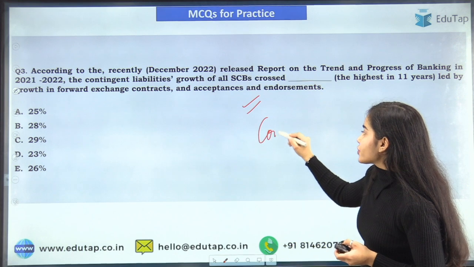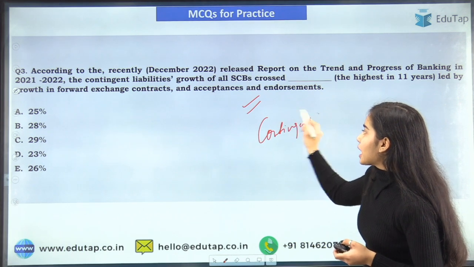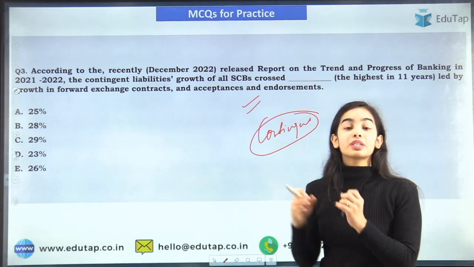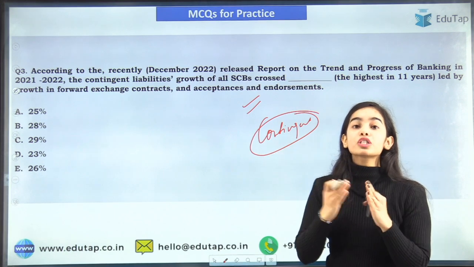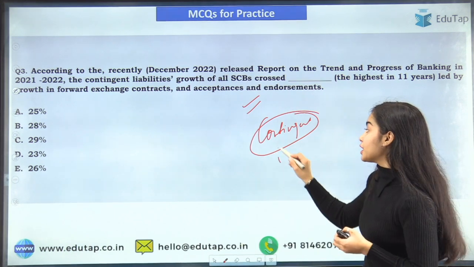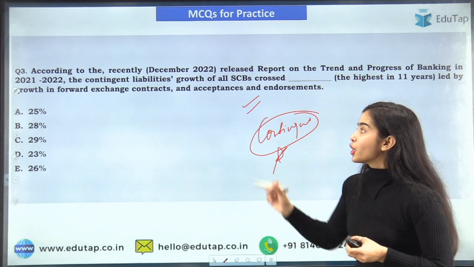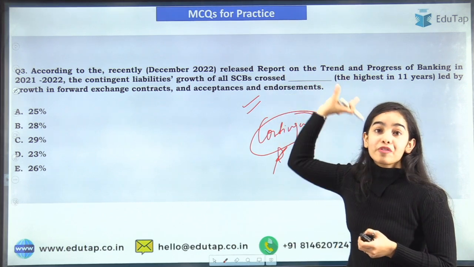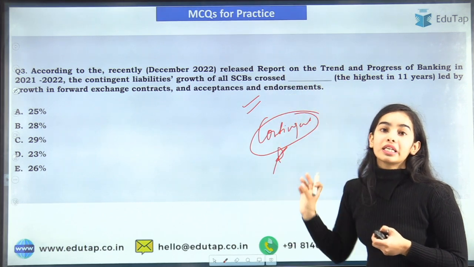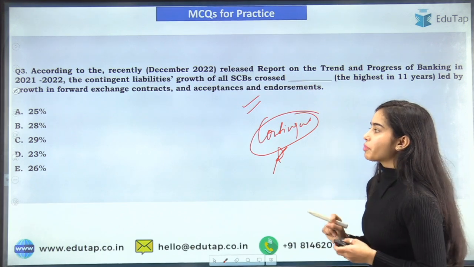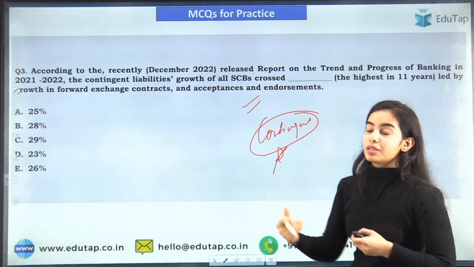So the contingent liabilities, this was not in the highlights, but most of the important newspapers were covering the contingent liabilities point. So you should remember, as well as there is an 11-year high, the highest in 11 years we have seen. So of course you should remember this percentage that we have discussed in the previous session.